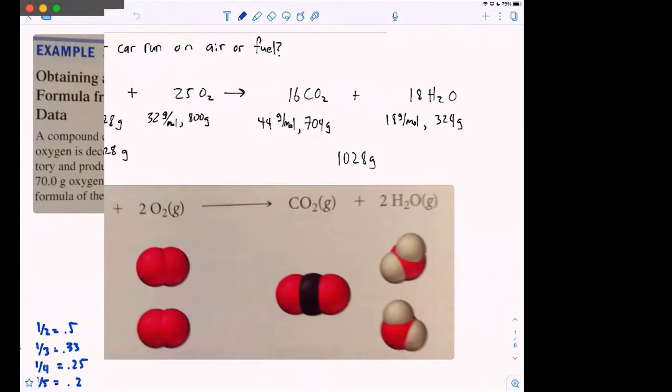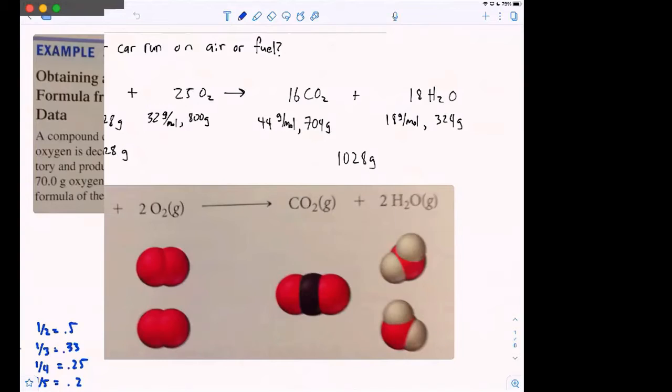So we could calculate the formula mass for octane, and there's 2 of them. So we have 228 grams of octane, and we have 25 oxygens, or 800 grams of oxygen. So together on the reactant side, looking at this chemical reaction, the left side is the reactant side, we have 1,028 grams of reactants.